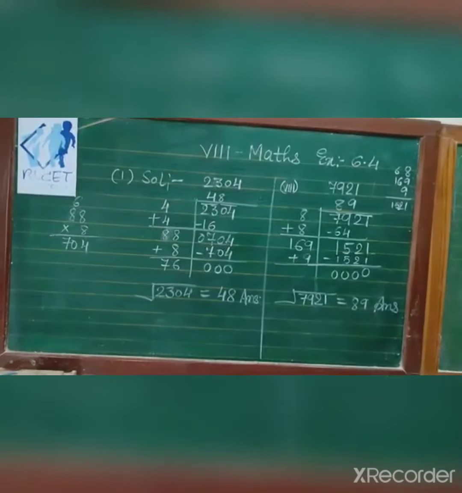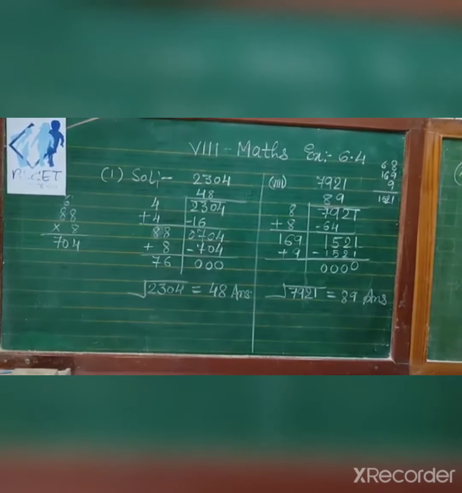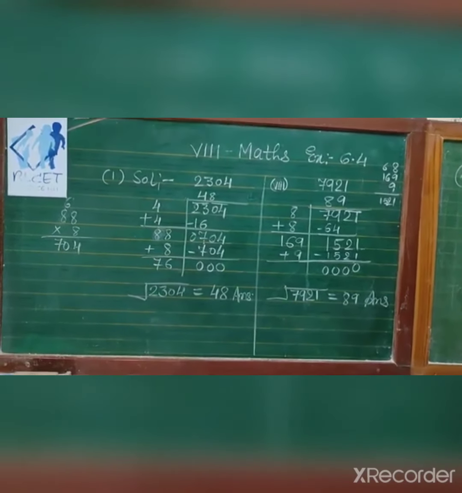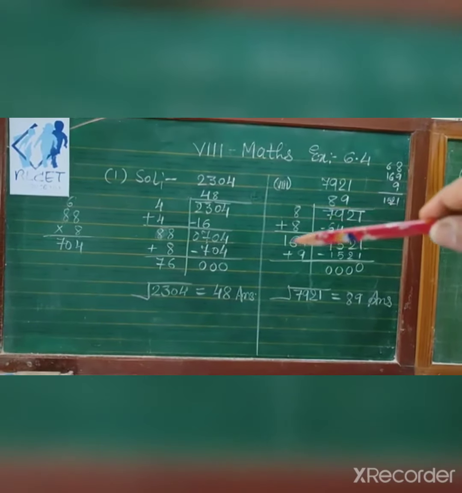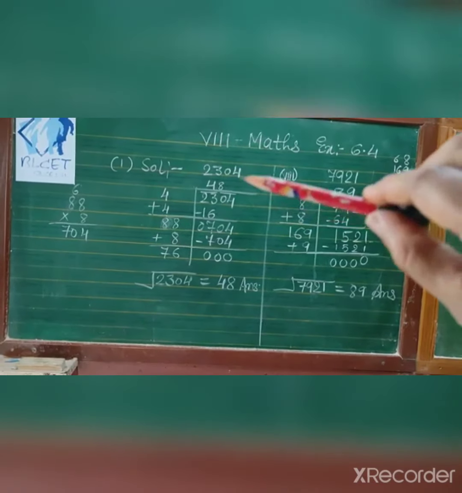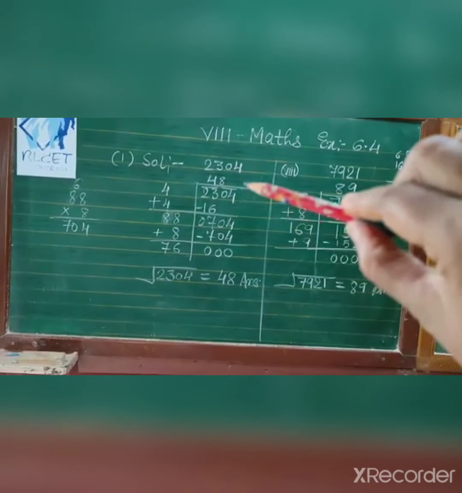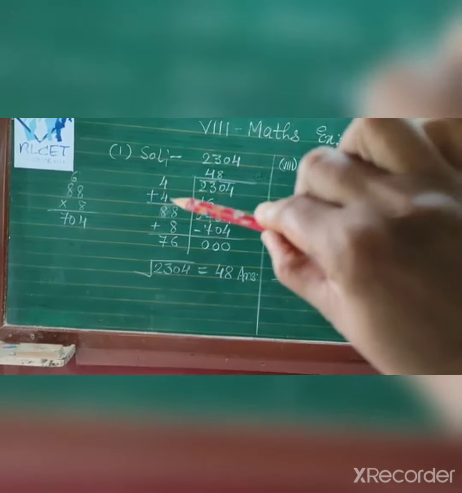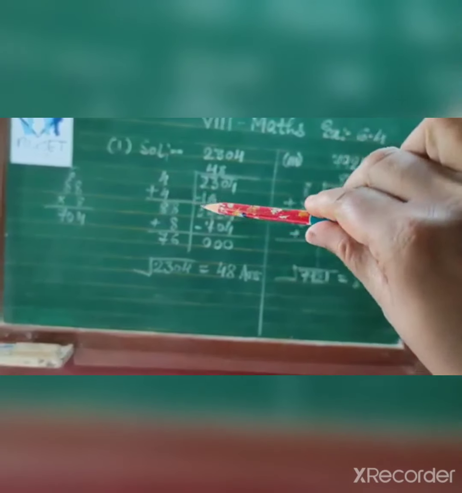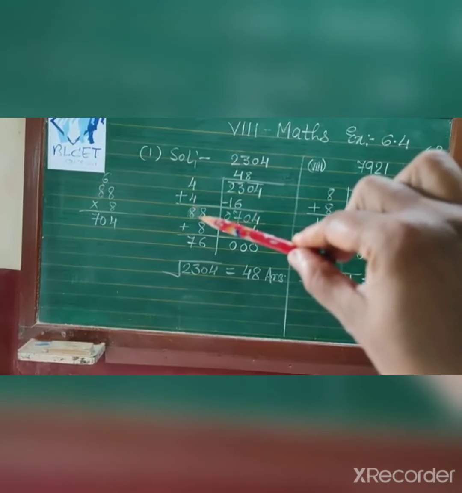04 and 23. So 23. 1 1s are 1, 2 2s are 4, 3 3s are 9, 4 4s are 16. So children, I have written here for your convenience so you can understand clearly. 4 4s are 16. 13 minus 6 is 7. Bring down 04. I have written this 4 here, it is not written in the textbook. So you will add this 4. So already 8 is there.